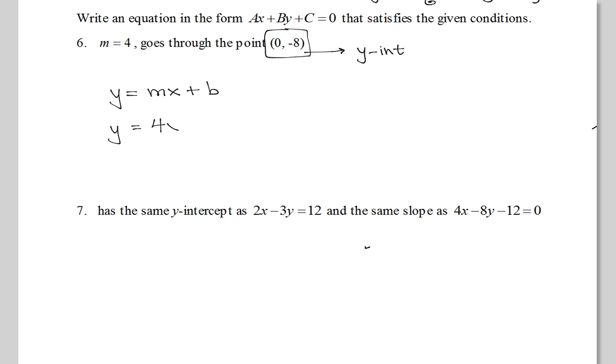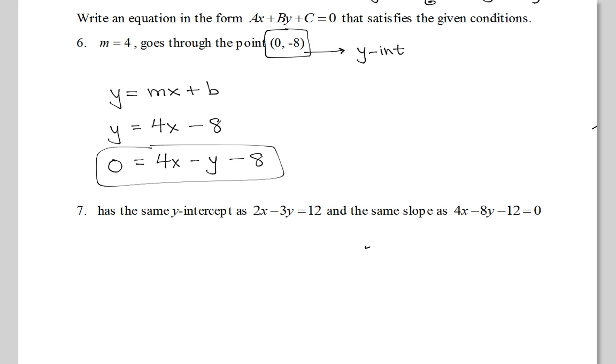So 4x minus 8. Now we got to get to the general form. What does the general form say? Those coefficients have to be integers. Are they integers? So that's good. Coefficient on the x has to be positive. Is it positive? So what are you going to do with that y? Get it out of there. So if it's y positive on the left, it's y negative on the right. Done deal on that one.